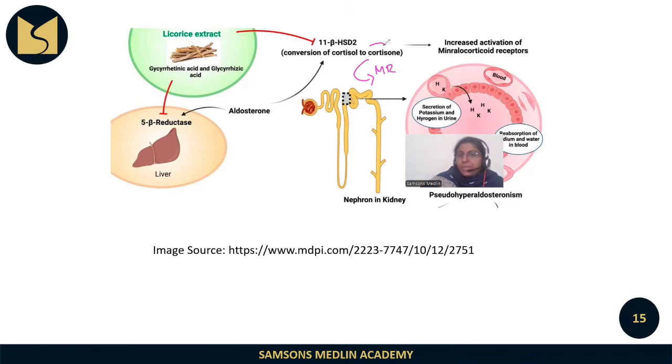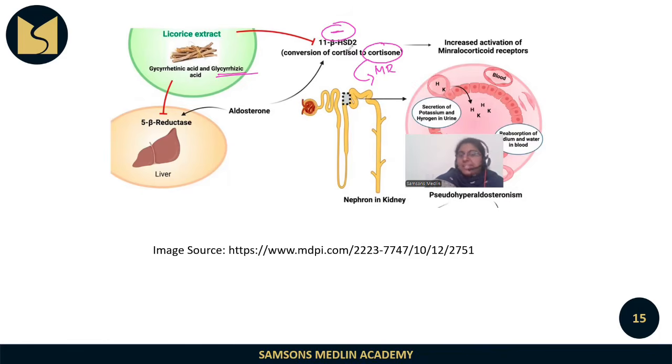So now we are talking about cortisone. How is cortisone formed? It is formed from cortisol in the presence of this 11 beta HSD2 enzyme. Now, what is the relevance of licorice? We know that licorice consists of different types of chemical constituents like glycyrrhizic acid. This glycyrrhizic acid, which is present in licorice, can inhibit the 11 beta HSD2 enzyme.